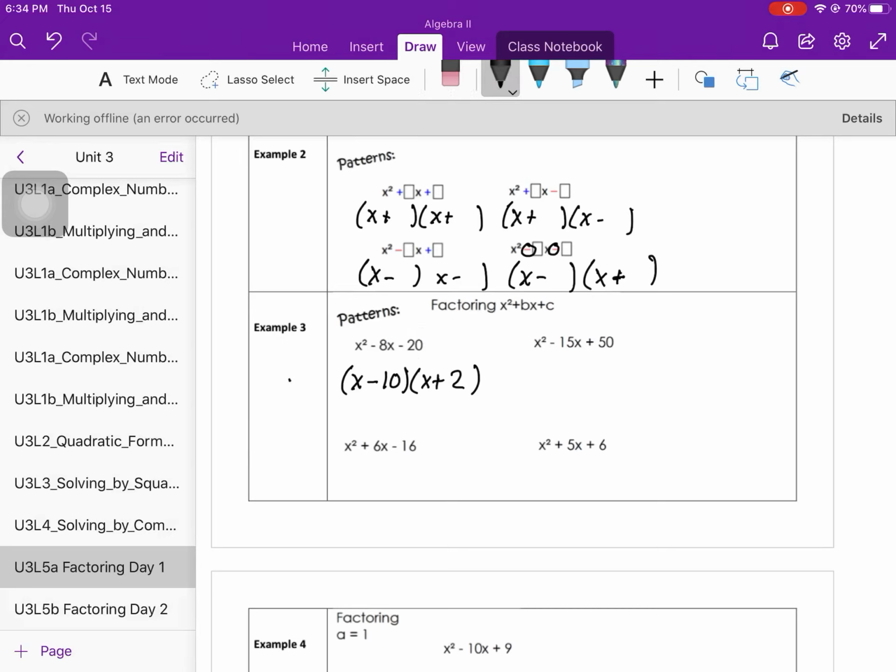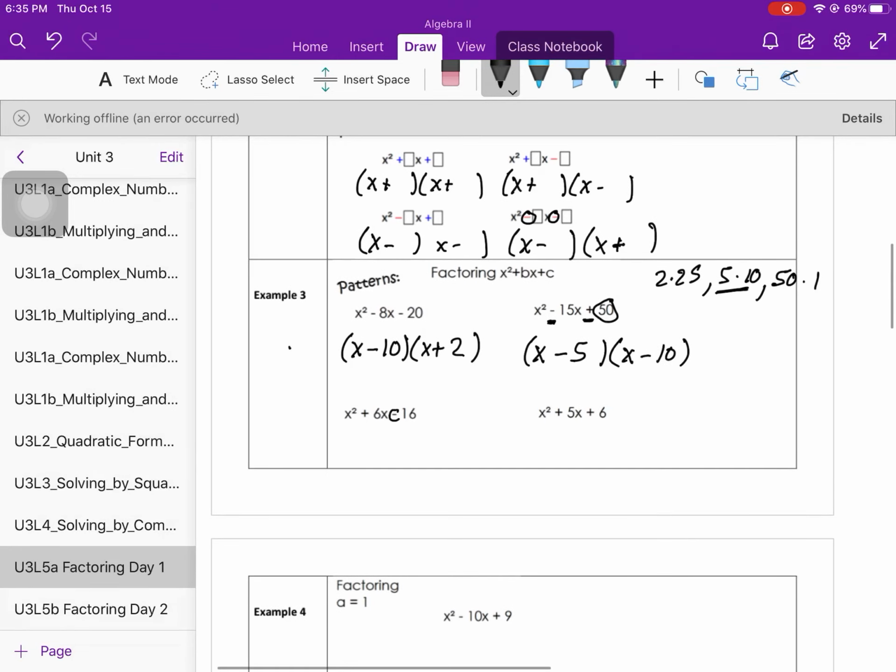All right. Let's go ahead and try this one over here. Signs are the same, both negative. So this is an x minus and an x minus. So now we're looking for factors of 50 that combine to make 15. So just some common factors of 50, 2 and 25, 5 and 10. Let's see what else we got. 50 and 1. But for this one, since they combine together to make negative 15, it's got to be 5 and 10. Doesn't matter the order, minus 5, minus 10.